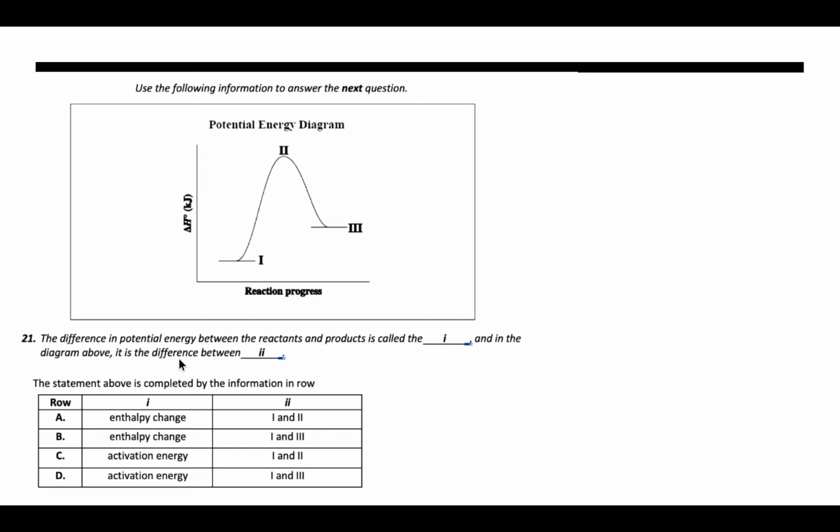Looking at question 21, we have another enthalpy diagram showing also your activation energy. So this one, going through the difference in potential energy between the reactants and products, is called blank. And the diagram above, it is the difference between blank. So if we're looking for the difference between reactants and products, it would be this distance here. That is showing your delta H value. So that would be enthalpy. If it was activation energy, it would be here to the top of the hill. So this time it's delta H, and then saying the difference between, it will be the difference between 3 and 1. So here the answer is B.